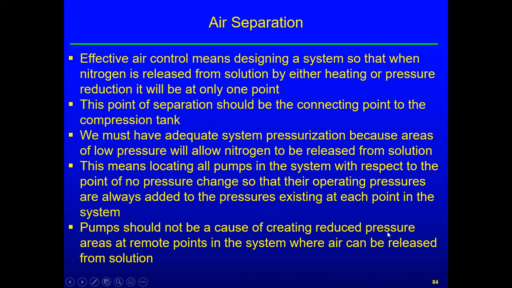We must have adequate system pressurization because areas of low pressure will allow nitrogen to be released from solution. So if you got some area on the backside of the system and all of a sudden something gets clogged, and you get a big pressure drop over there that is not supposed to be there, then you're going to have nitrogen coming out of solution over there, and you may or may not. Then the question is, can your water flow bring that nitrogen back to the point of air separation so you can get it out of the system, or is it going to stay over there and accumulate in a coil or something, which is going to cause you issues?